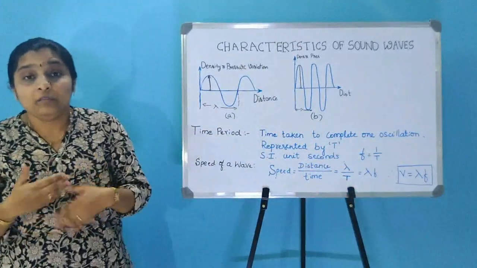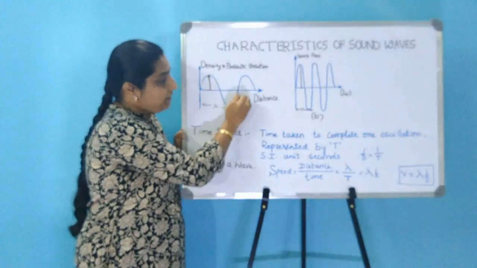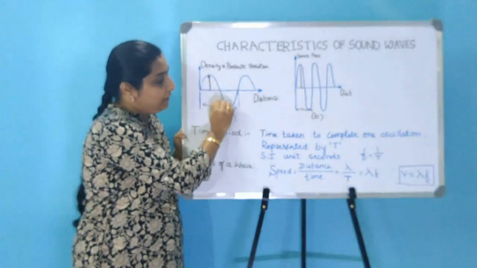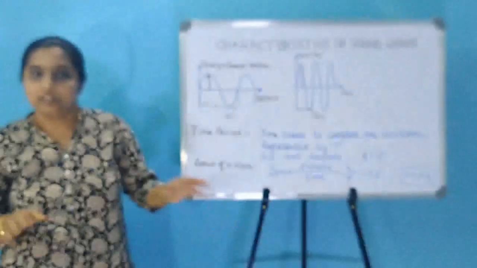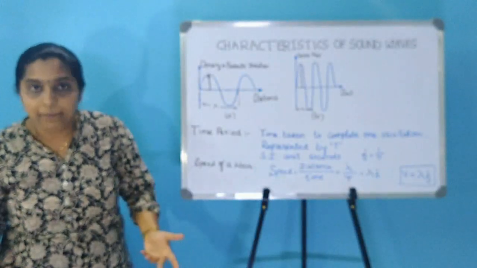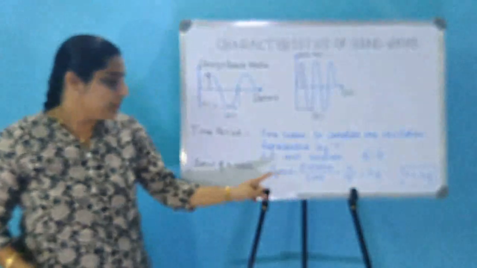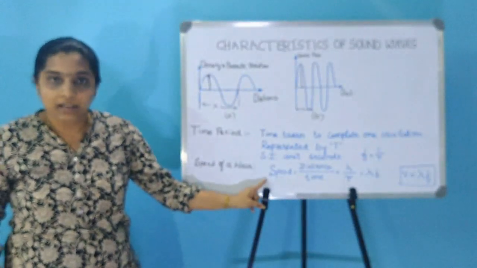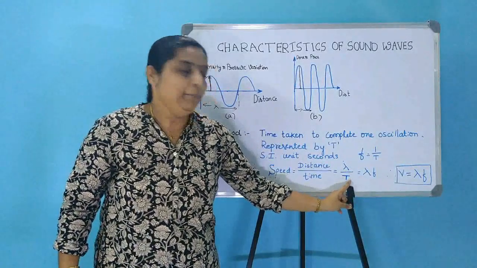Now what do we call the time taken to travel this distance? What is the time to travel this one oscillation, one crest and one trough? That is what we understood just now. That is nothing but time period. So that can be represented by capital T. So speed of a sound wave is nothing but wavelength divided by time period.